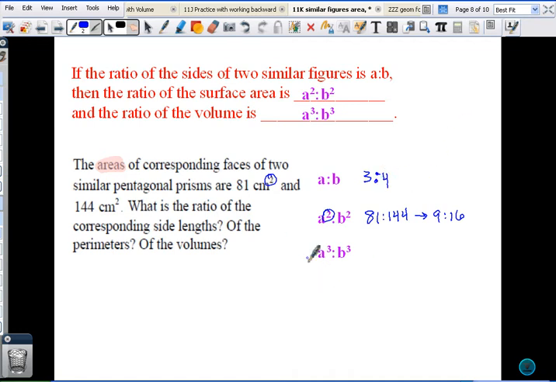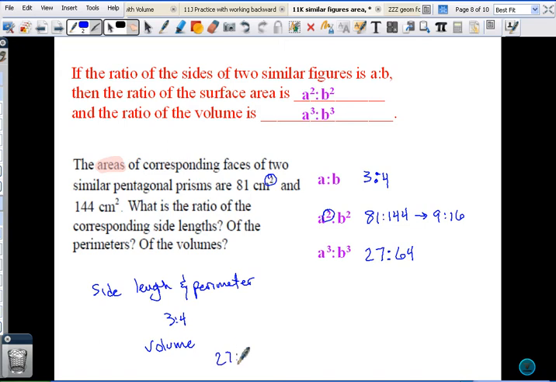And then the ratio of the volumes is, it's not easy, but you have to remember just start with A to B and cube it. So to go from A to A cubed, just cube 9. That's 3 times 3 times 3, which is 27. And then 4 times 4 times 4, which is 64. So our answers for side length and perimeter, 3 to 4, and for volume, it was 27 to 64.